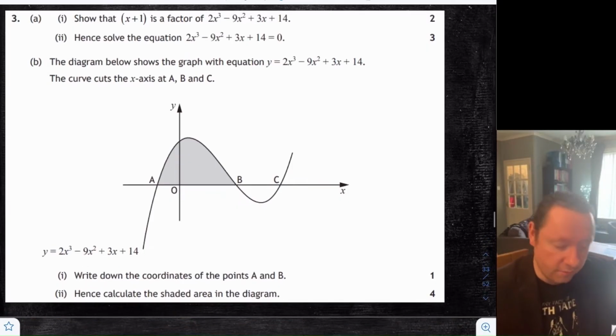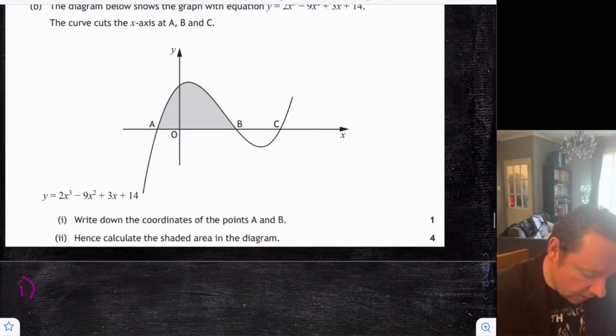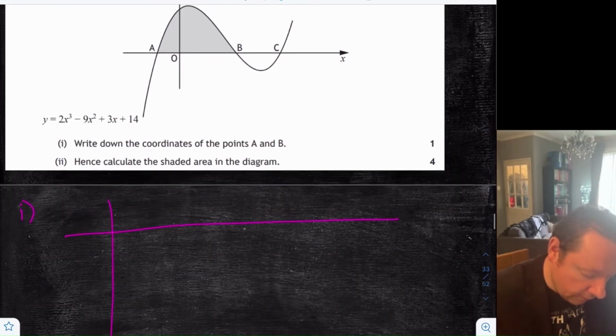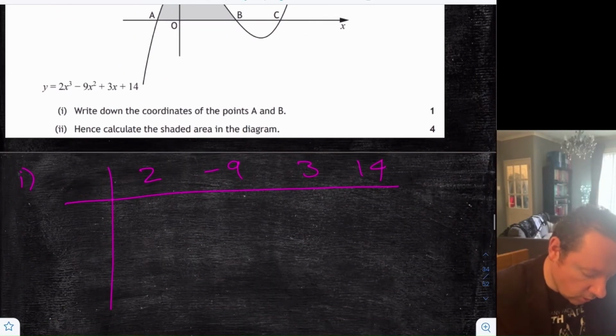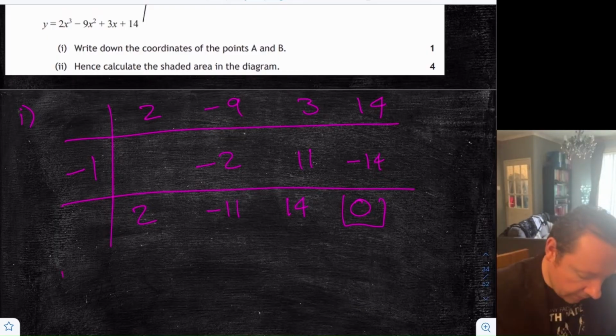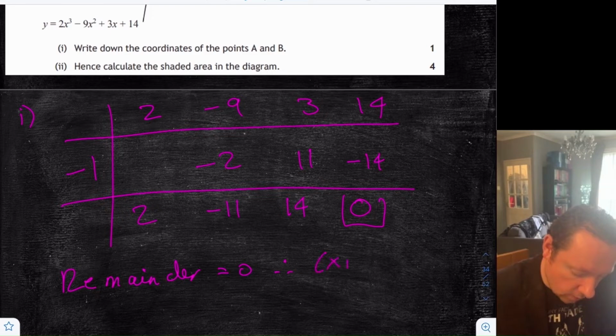We can use synthetic division. So for part 1, I'll set up my synthetic division nice and quickly. I've got 2, minus 9, 3 and 14. And we're trying to show that x plus 1 is a factor, so I can sub in minus 1. So I've got 2, minus 2, minus 2, minus 9 is minus 11, times by minus 1 is 11, 11 and 3 is 14, times by minus 1 is minus 14, we get 0, and we'd need to write a little statement. The remainder equals 0, therefore x plus 1 is a factor of f of x.